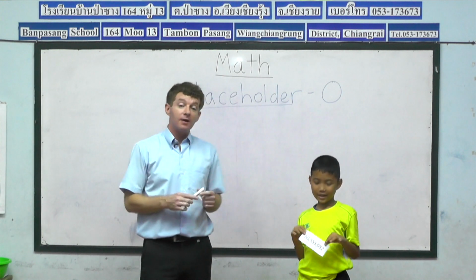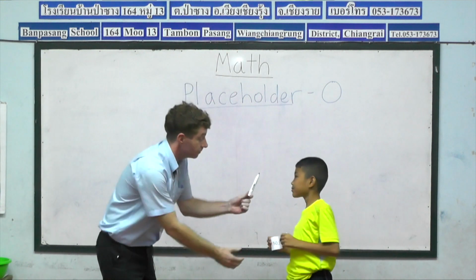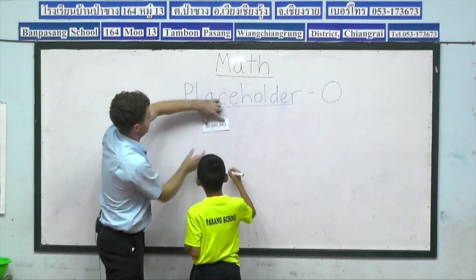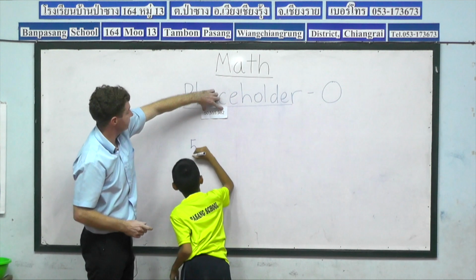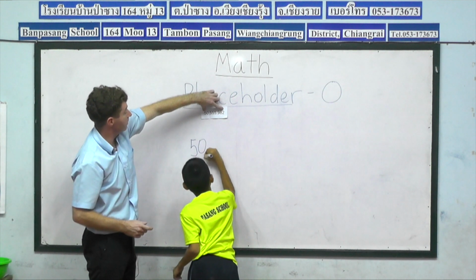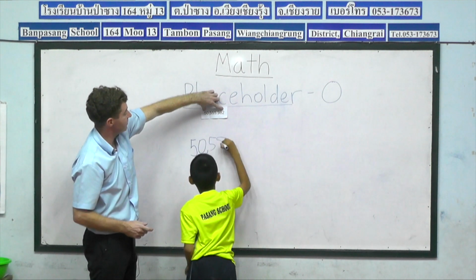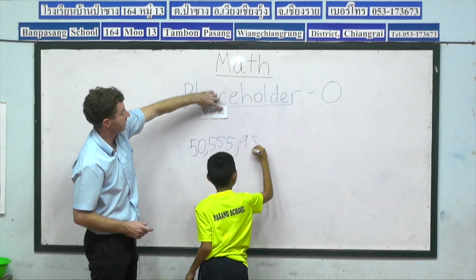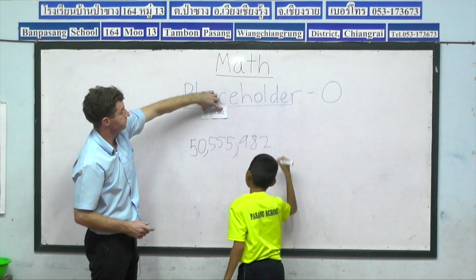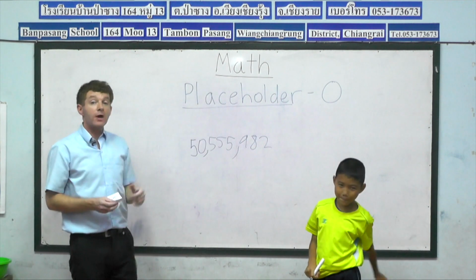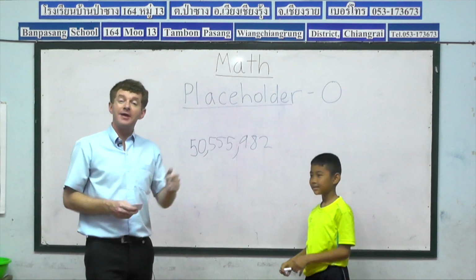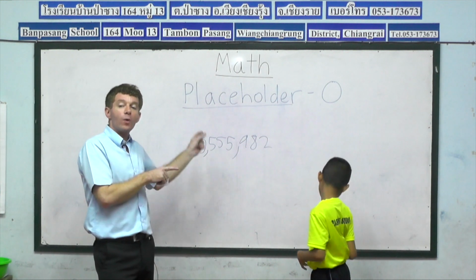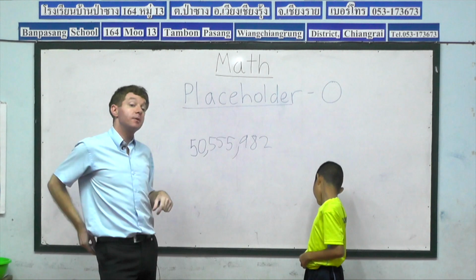So first of all, I'll ask Bangpon to write this number on the board. And then I will hold it for you. So there you go. 5, 0, comma, 5, 5, 5, comma, 9, 8, 2. Excellent. So what we're going to ask Bangpon to do now is look at the 0 and tell us, in this number, where does 0 act as a placeholder?